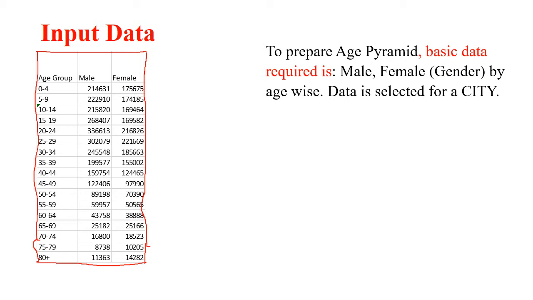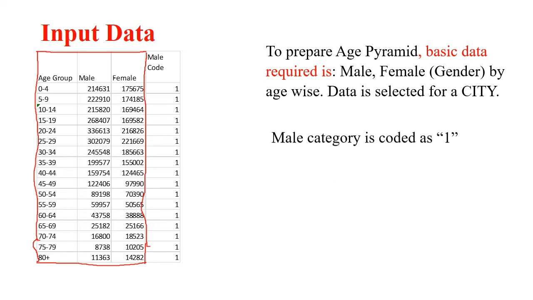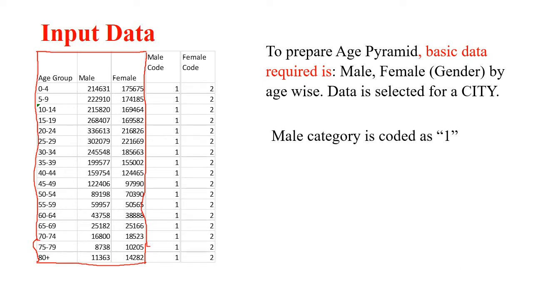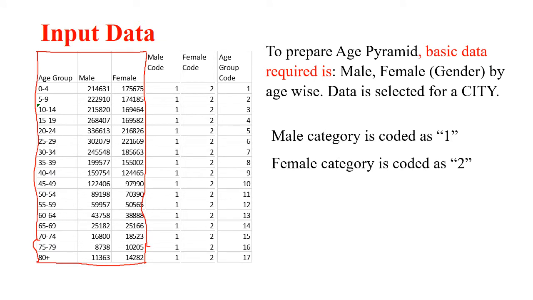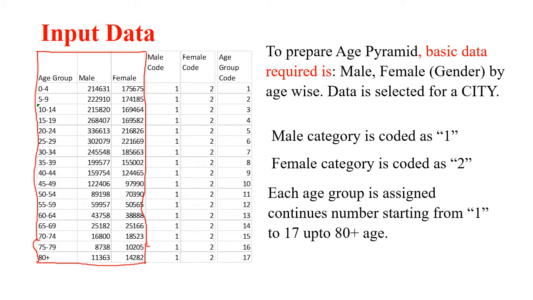And then we have collected the data for a particular city. Once this is given, we will code the male as 1 for each age group, which is suitable for SPSS. Similarly, for the female, we will code as 2 in each age group. And then for the age group, for each age group you assign one number, that is 1, 2, 3, continuously increasing up to 17, that is up to the age 80.